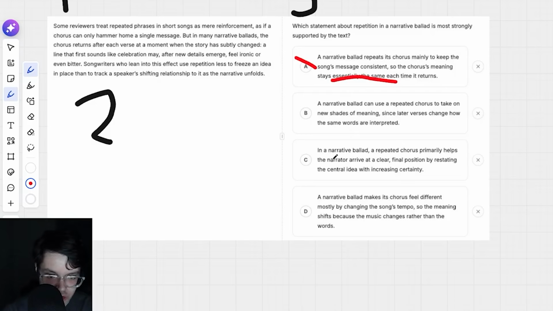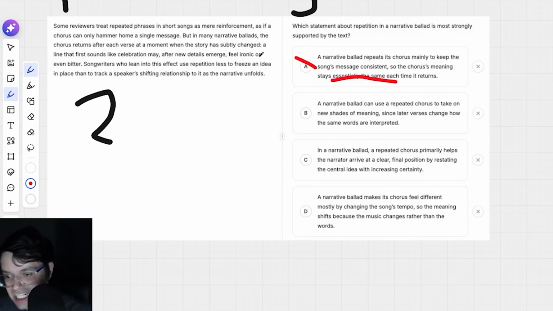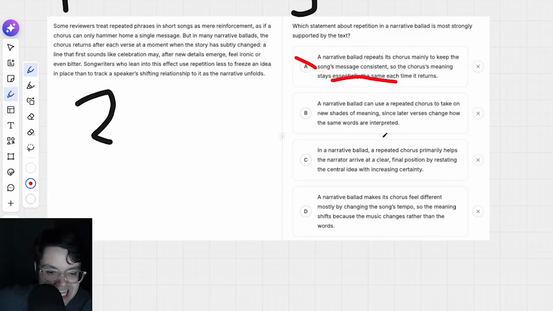C: In a narrative ballad, a repeated chorus primarily helps the narrator arrive at a clear final position by restating the central idea with increasing certainty. Now, a student might feel a little bit better about that choice, but it says here it arrives at a clear final position. It doesn't necessarily say anything about the song eventually coming to a final idea at the end. It's not saying anything about increasing certainty, nor about a final position. So though it seems okay, it has some parts that are not entirely supported.